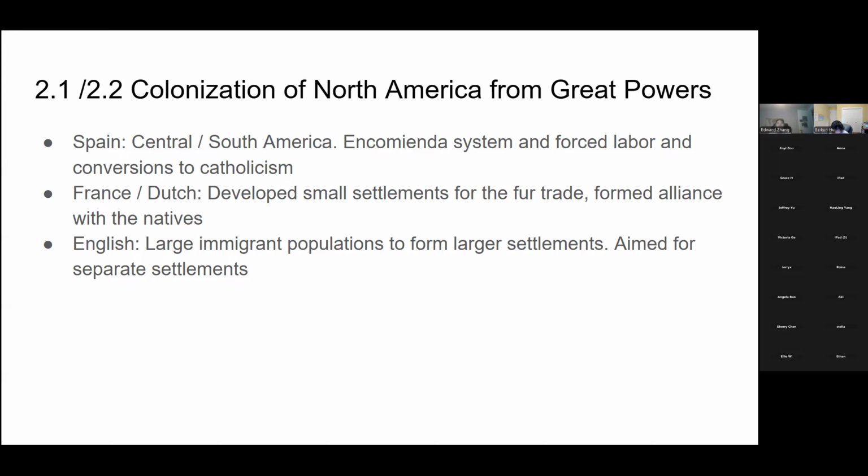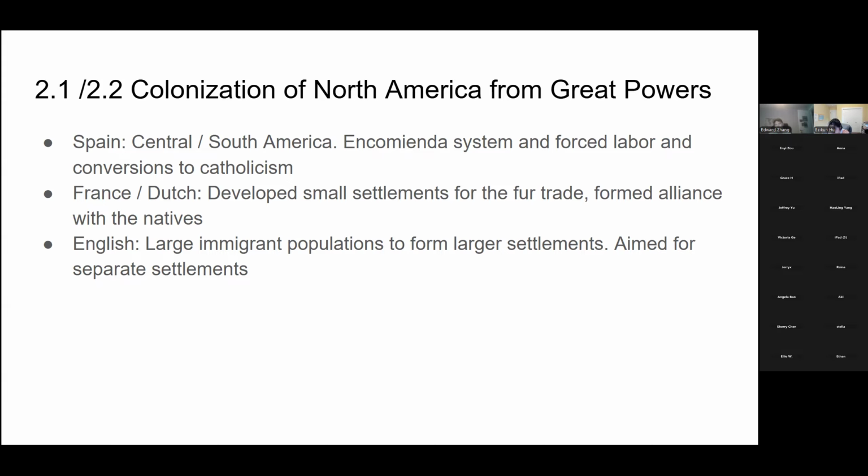Because they developed small settlements for the fur trade by forming alliances with the natives. Because by forming these alliances with the natives, who knew a lot about the land and how the trade was before, and because they were so good at getting the fur, these alliances significantly improved the European standing with the Native Americans. And it was mutually beneficial, because the French and the Dutch provided weapons, the new European technology, to the natives, and then the natives just gave the Europeans what they wanted.